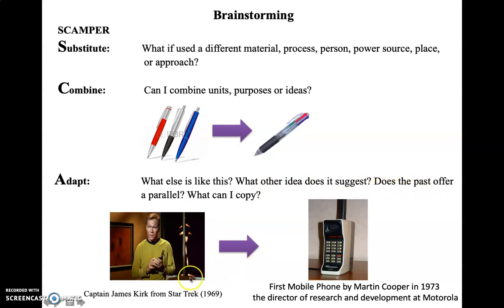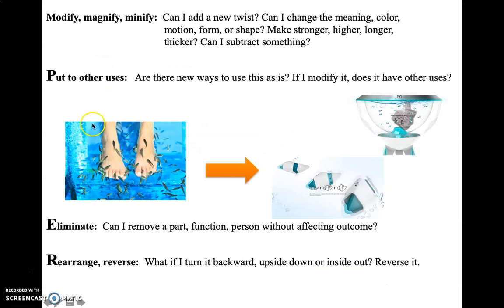After watching this movie, the first mobile phone was developed by Martin Cooper in 1973, who was the director of R&D at Motorola. As you all know, the first mobile phone was developed by Motorola. The concept was adapted from this movie only. So this kind of technique you can adopt using the SCAMPER technique of brainstorming.